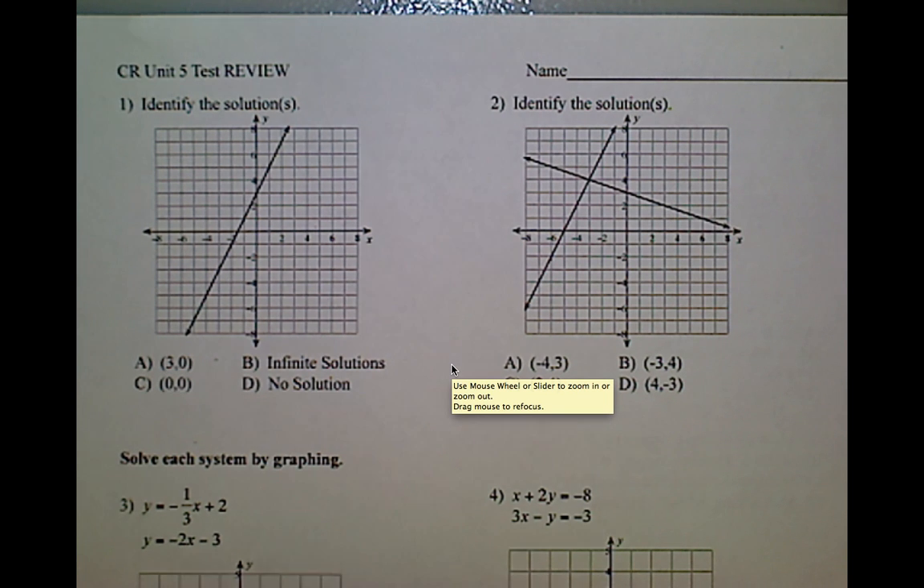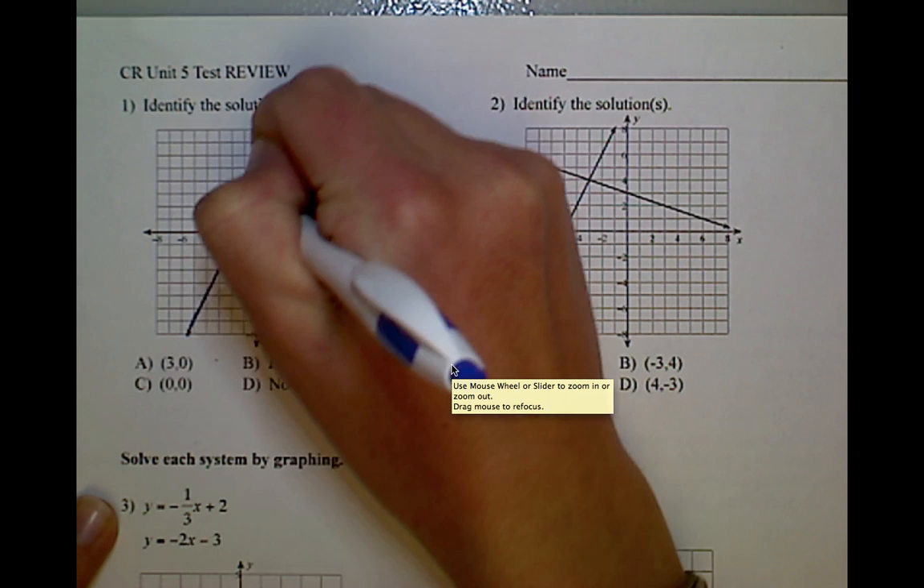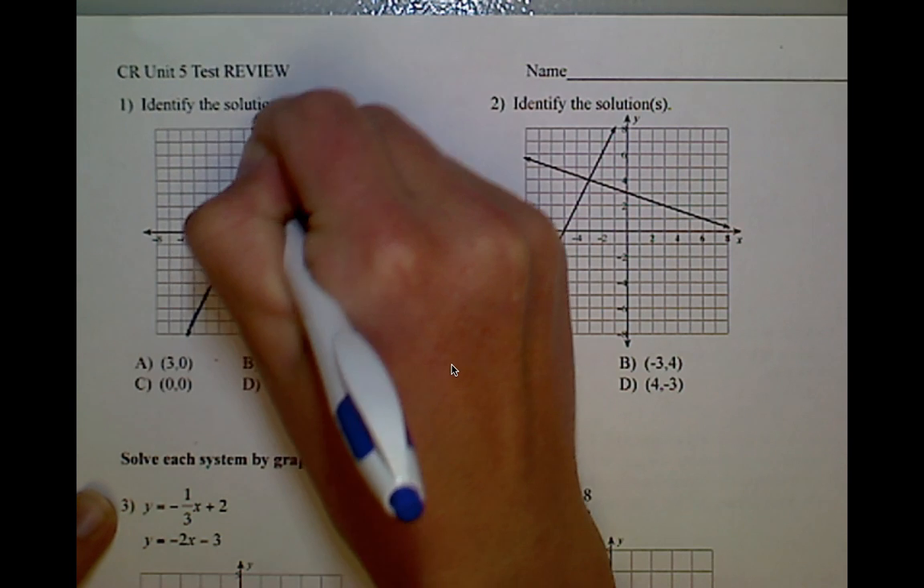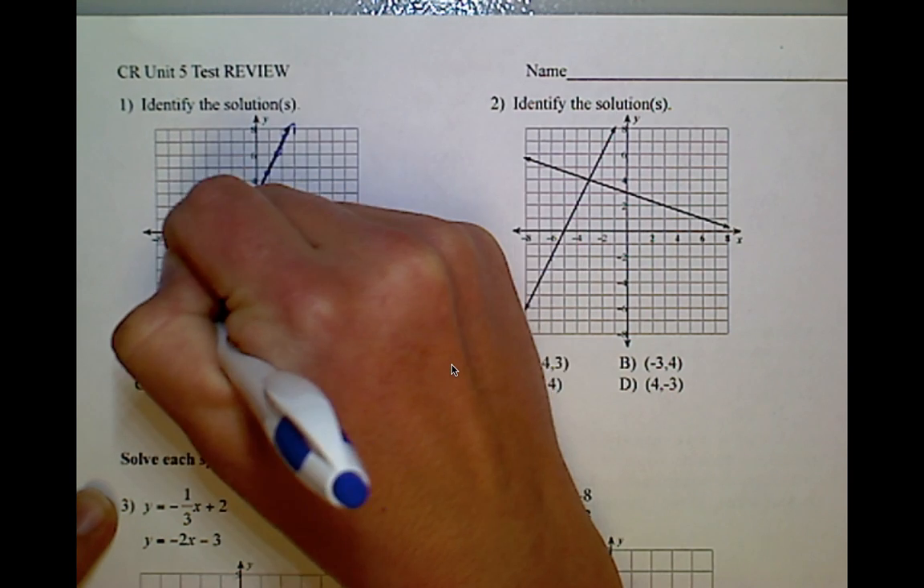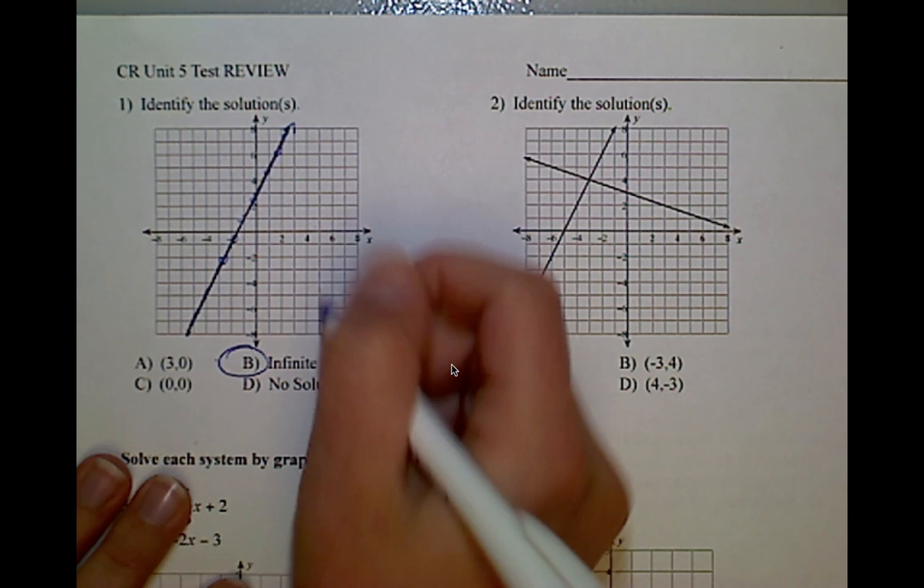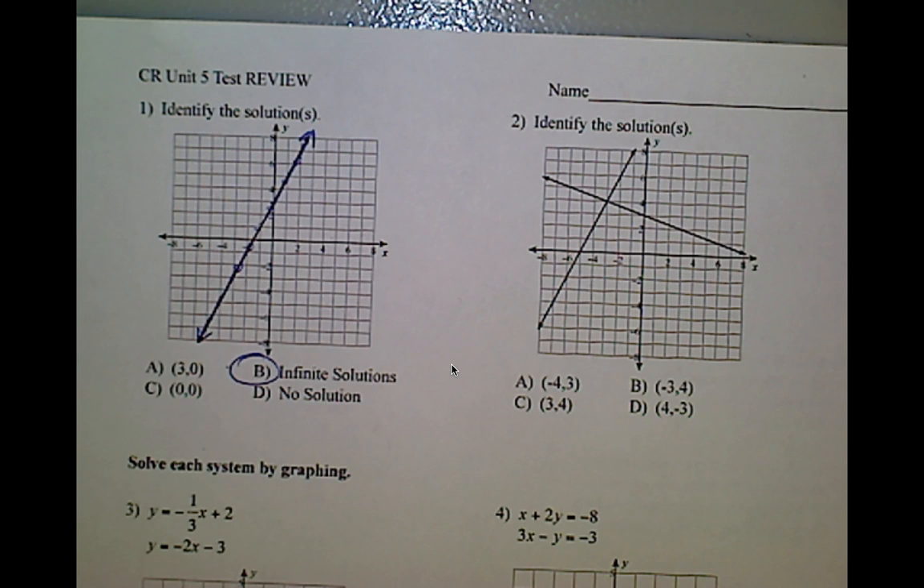They're all systems, so even though you only see one line here, it's because the lines are right on top of each other. And if they're right on top of each other, they're intersecting every single place that they're touching. So therefore, there's infinitely many solutions. We can't physically identify every single one because lines go on forever. So they're touching everywhere that line passes.